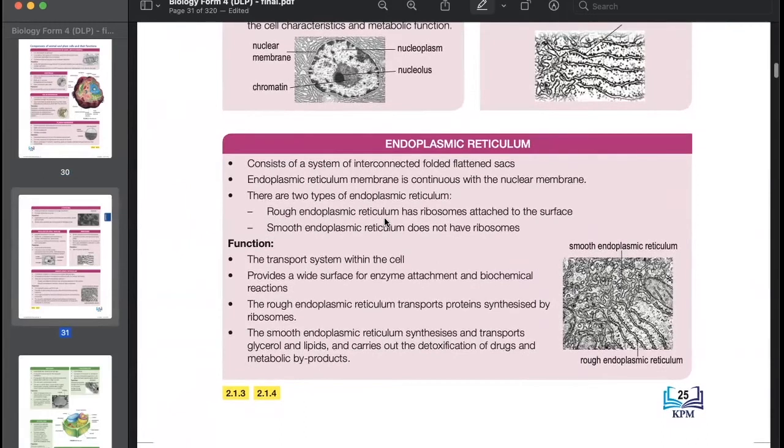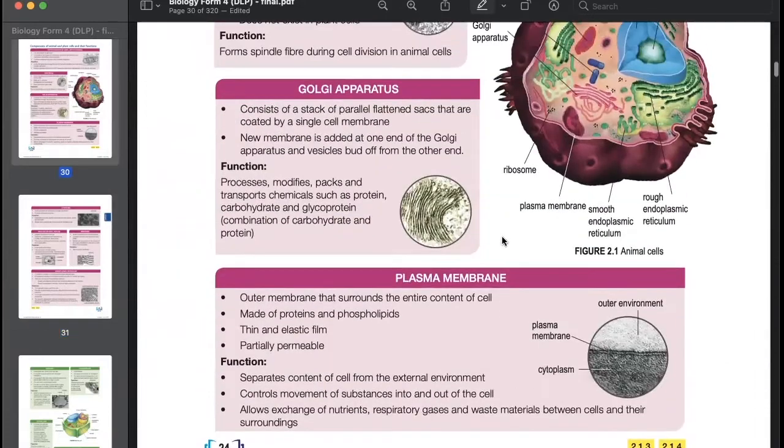Okay, kalau rough endoplasmic reticulum, it has ribosome attached on the surface. Kalau smooth endoplasmic reticulum, it doesn't have ribosome. So I want to simplify lah the function of them. Okay, tengok kat sini je lah.